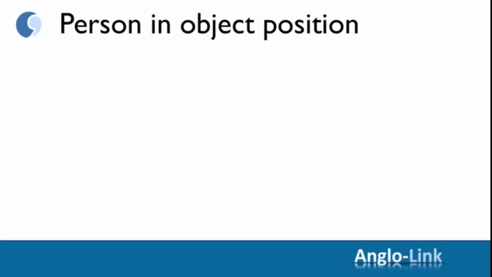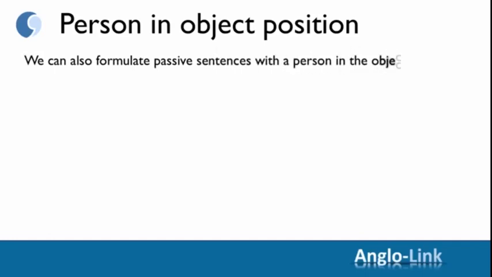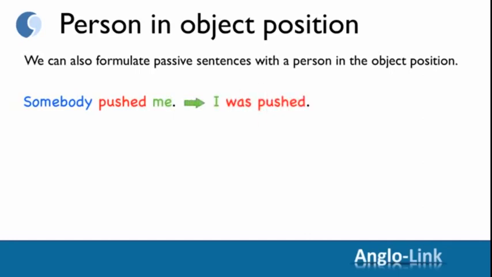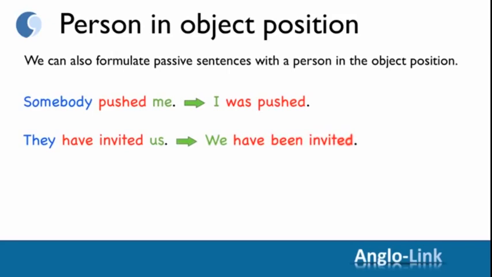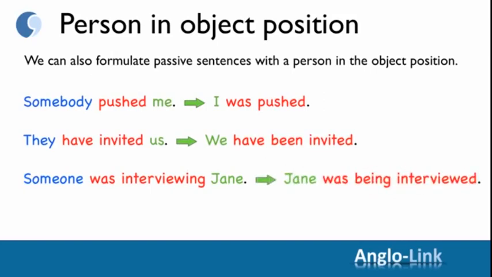Right, let's look at a person in the object position. We can also formulate passive sentences with a person in the object position. For example, somebody pushed me. You can say, I was pushed. They have invited us. We have been invited. Someone was interviewing Jane. Jane was being interviewed.